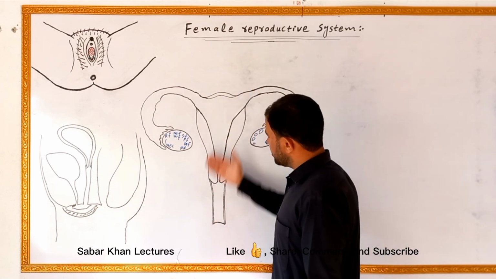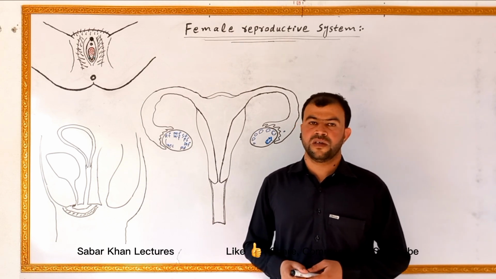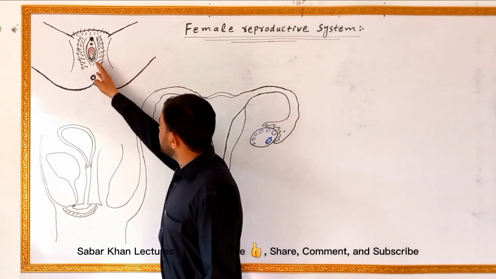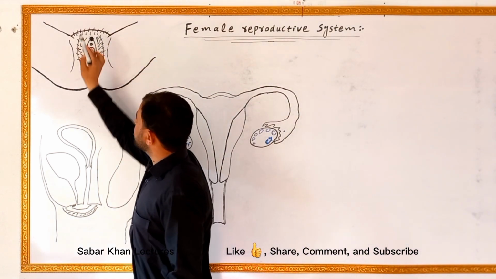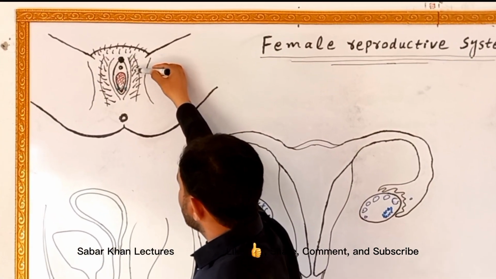And this diagram is showing the internal genital organs of the female reproductive system, which is also not visible to us. Let's come toward the external genitalia of the female reproductive system. This region is called the mons pubis. There are two skin folds which are called labia.